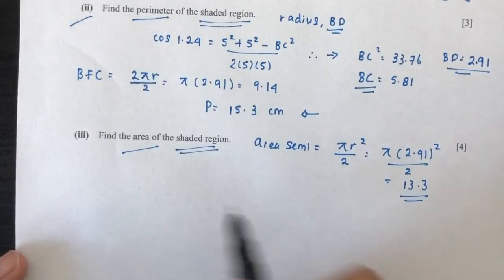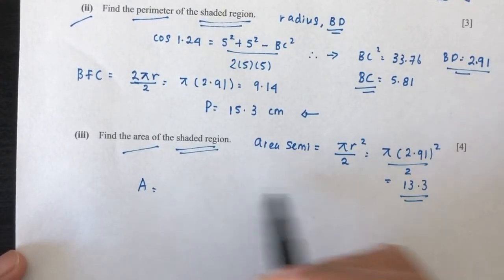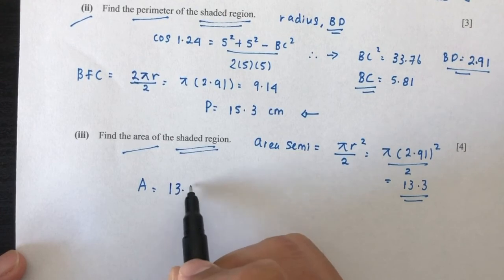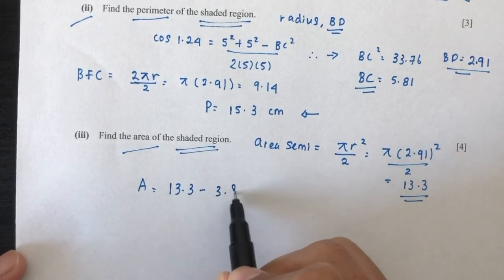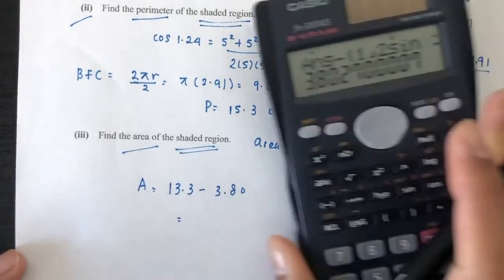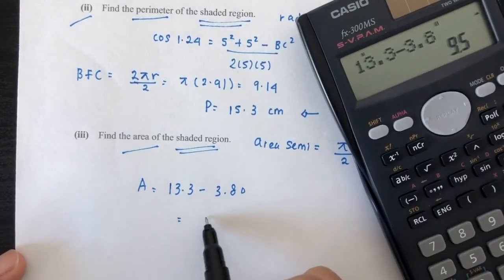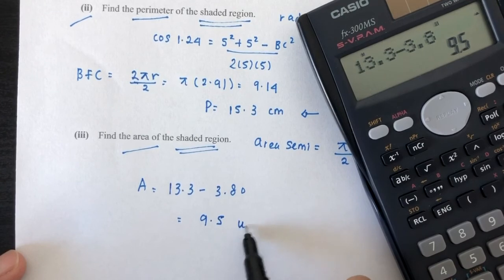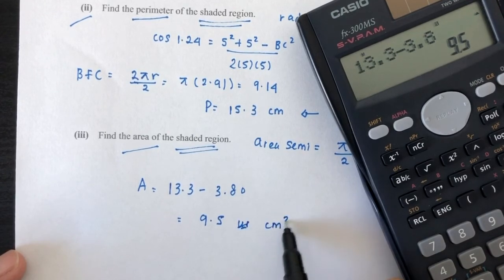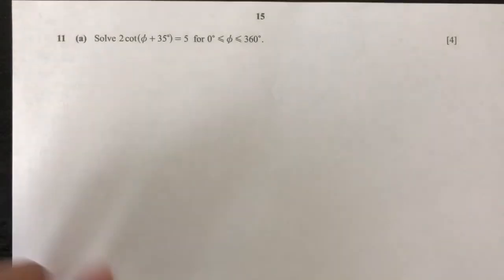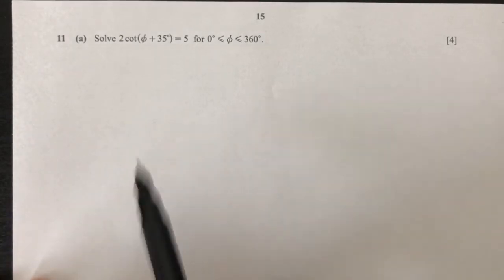So your area will be area of semicircle minus area of segment. That will be 13.3 minus 3.8. That will be 9.5. So 9.5 units, we have centimeters squared. Let's move on to question number 11. So we have to solve this equation.